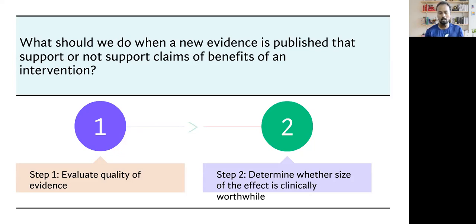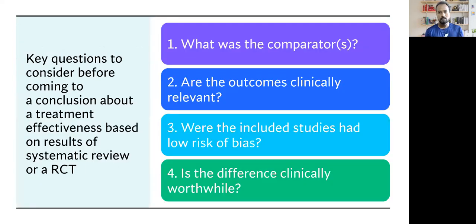Right? So how are we going to do this? These are the set of questions I suggest we should look at when we want to evaluate quality and so on. First, I feel these are often not given adequate importance, so I want to emphasize these four major questions. There are quite a few other questions, but these are the four major questions I think we have to ask before coming to a conclusion about the value of an intervention reported in a systematic review or a randomized controlled trial.